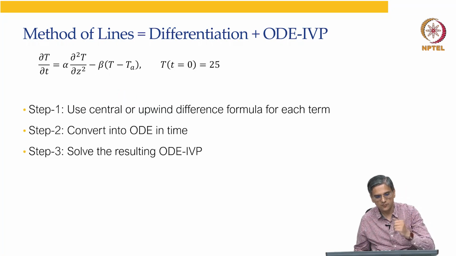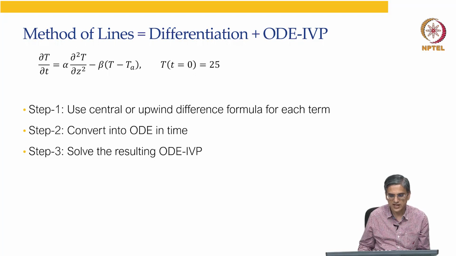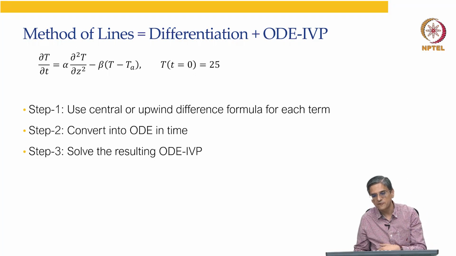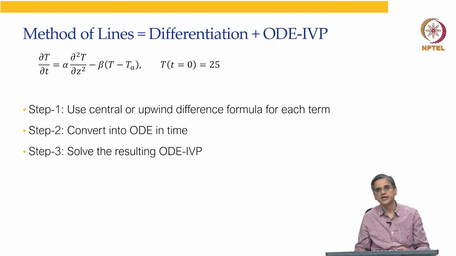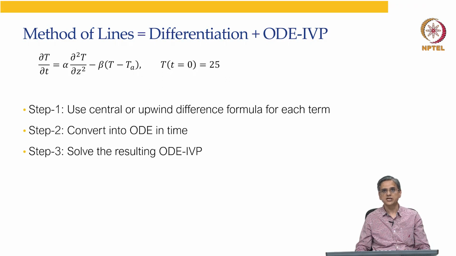So to recap what we did in the method of lines, we used central or upwind difference formulas for each of the spatial derivatives. By doing that, we were able to convert the PDE into a set of ODEs in time, and the resulting ODE IVP we were able to solve using our chosen numerical technique in order to solve the overall original partial differential equation.